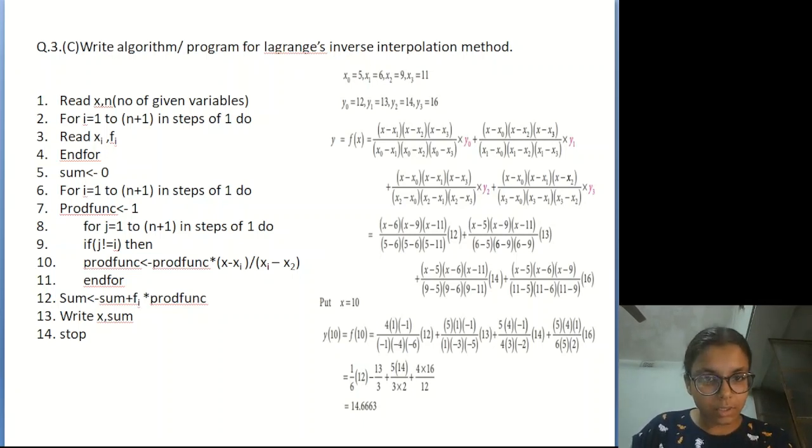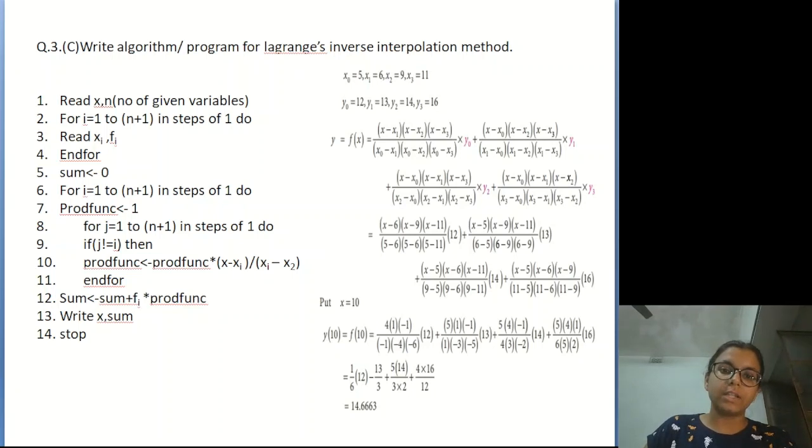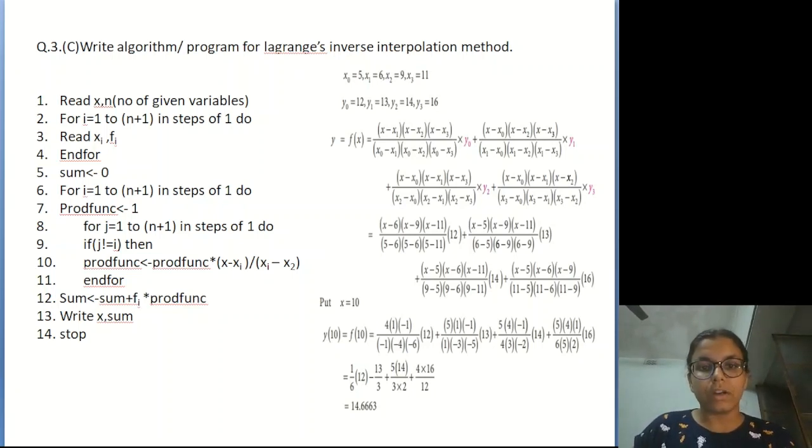You can see here the formula for sum plus f1. F1 is the function that we firstly had, when we read the first function, and it would be multiplied with the function that we have generated in the previous step, and with that we would get the value of sum. After getting the value of sum, we would write it with the x, and then the whole algorithm will stop.